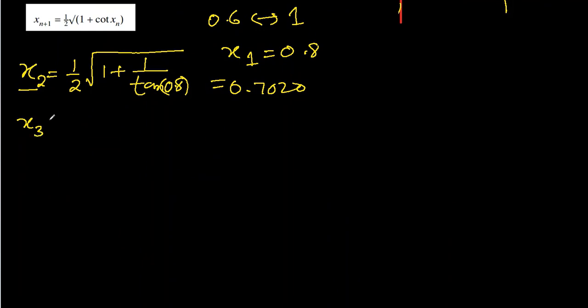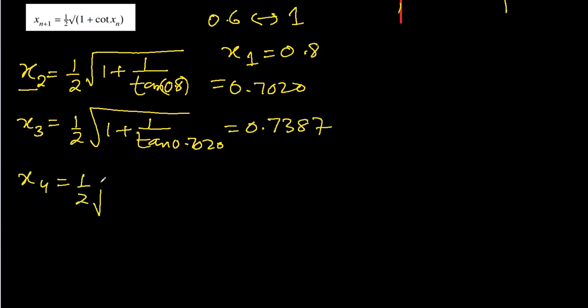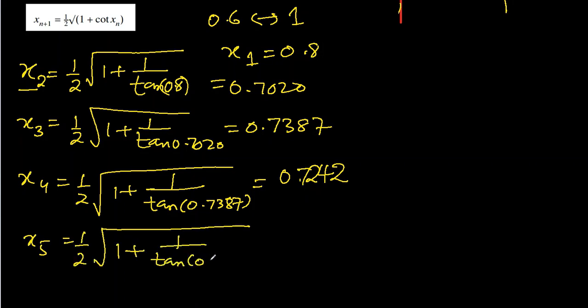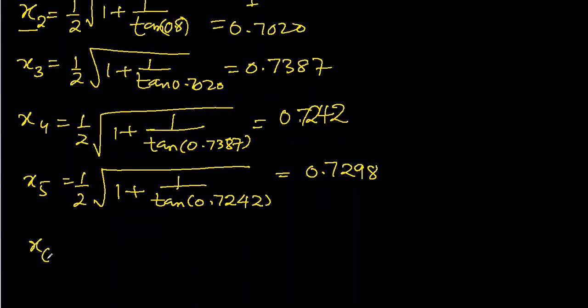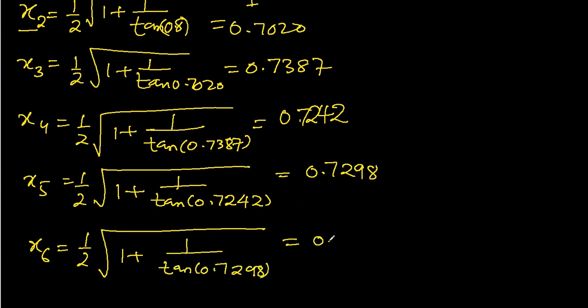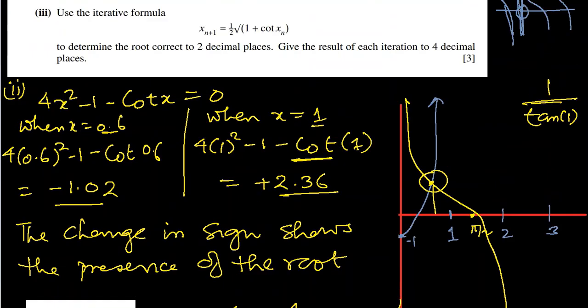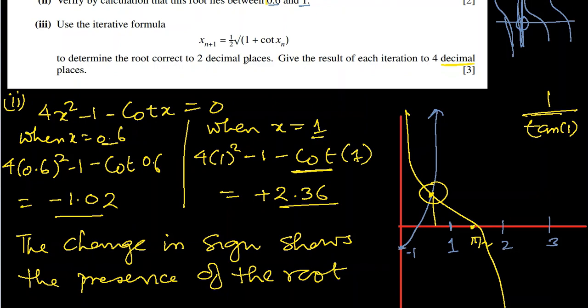Let me fasten the process. So now you can see that I went up to x6. Why? Because I round them off up to 2 decimal places, which they are asking in the question. If you go back to the question and see, they're saying every iteration should be in 4 decimal places and the value correct to 2 decimal places should be the root.